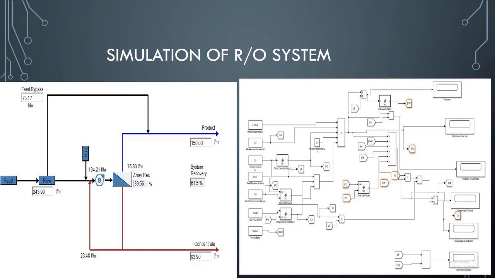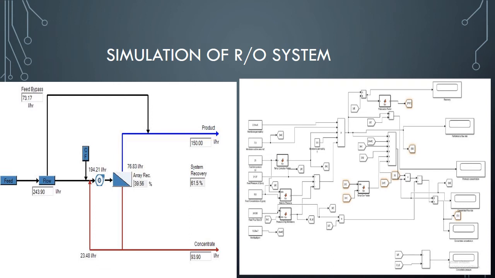This is the demonstration of the simulation that I have discussed in the previous slide. Here it is seen that around 243 liters of water is initially flowed through the air membrane. A certain percentage of the water that we call the feed bypass directly gets accumulated in the product region. It does not need to be transferred through the air membrane. Another percentage of the water passes through the pump and then gets passed through the air membrane.